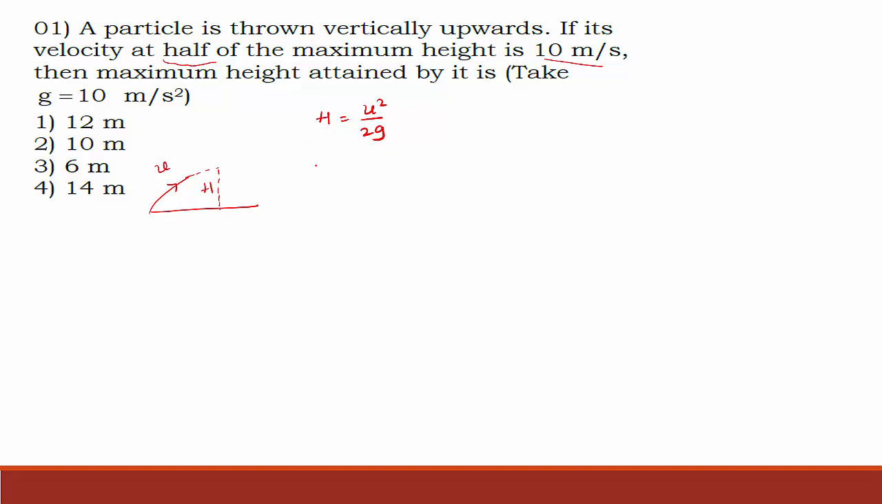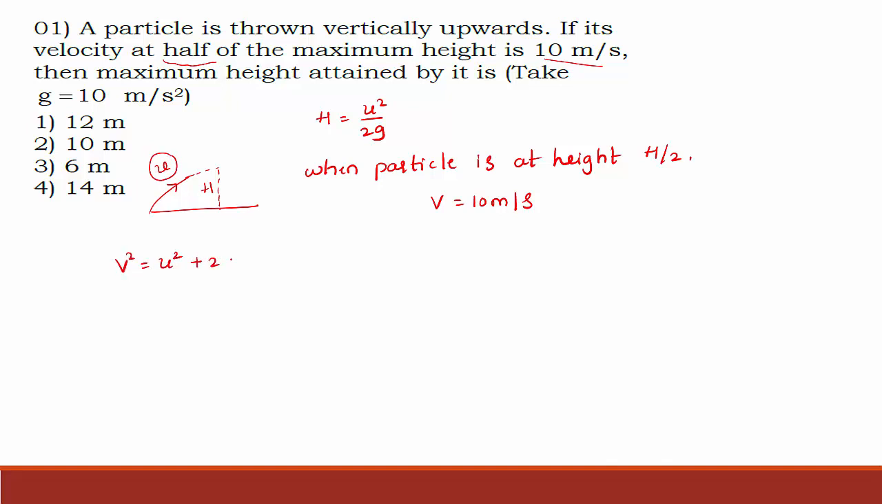But in the given problem, its velocity is 10 meter per second when its height is half of the maximum value. That means when the particle is at a height, let us take half of the maximum height. Here the maximum height is capital H. Half of its value means we can take it as h by 2. Then its speed is given. Let us take the final velocity 10 meter per second. Initial velocity is u. Now we can use the equation v square equal to u square plus 2as.